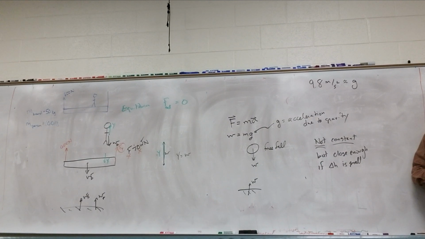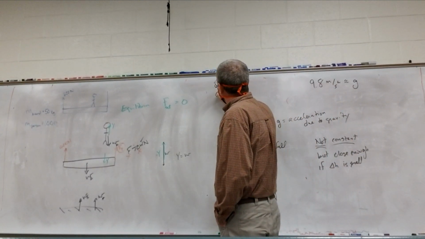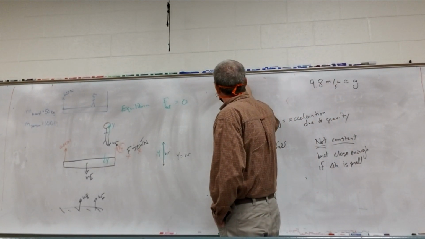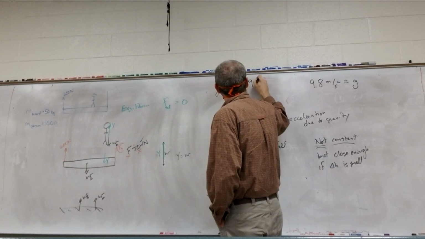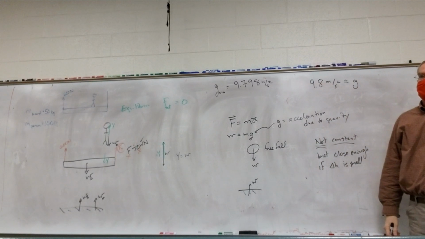Now I want to emphasize the fact that it is not constant. G, for Winston-Salem, is 9.798 meters per second squared.